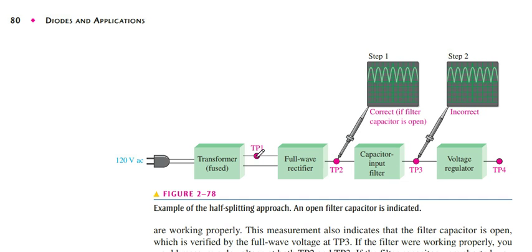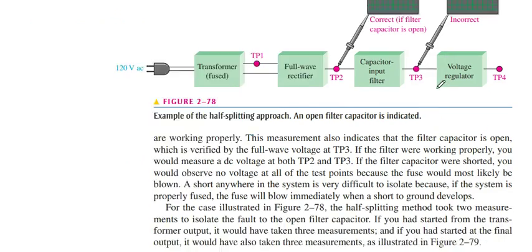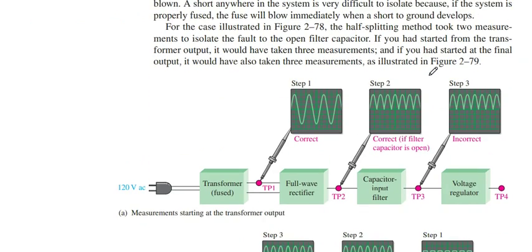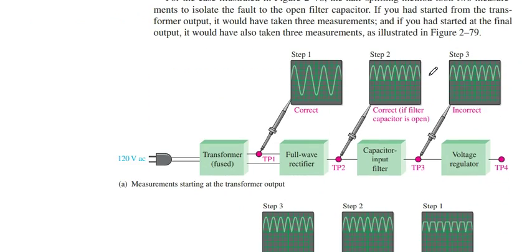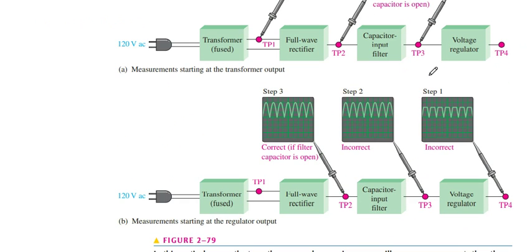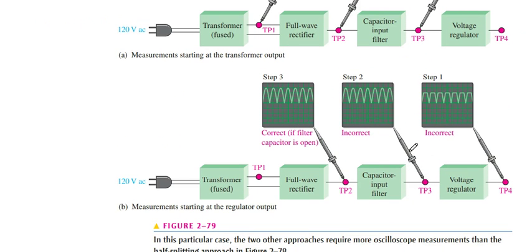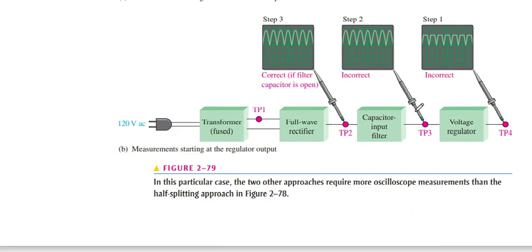When TP1, the step down transformer, we use the full wave rectifier, we get the pulsating DC. Then we use the capacitor filter circuit, the capacitor input filter, but it does not filter it, which is incorrect, as it mentions. There it also shows that it is not correct.